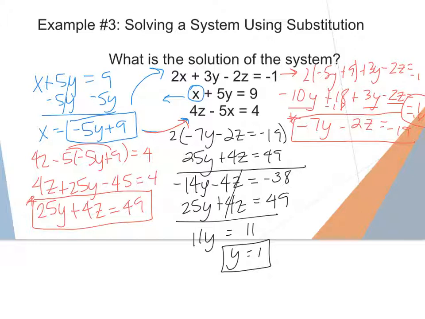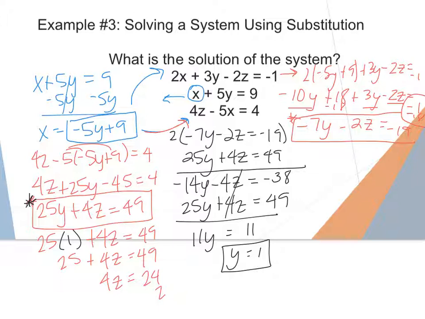Okay, now I'm going to take that y equal to 1 and substitute it into one of our pink equations. I'm going to put it into the first one over here because they're all positive and it looks a little easier over here. So here we go. So 25 times my y, which is 1, plus 4z is going to be equal to 49. So that's 25 plus 4z is equal to 49. If I subtract 25 on both sides, I'm going to have 4z is equal to 24. So z is going to be equal to 6.